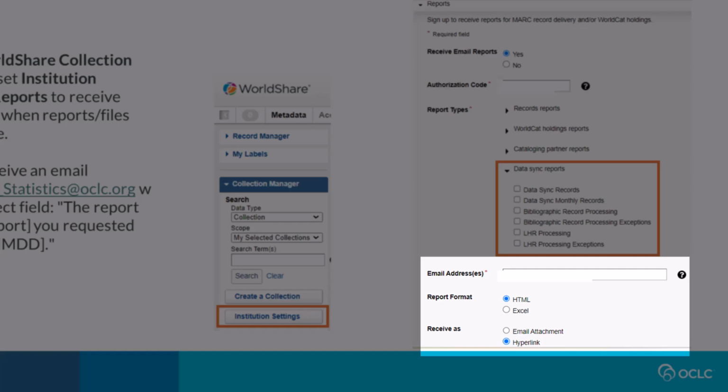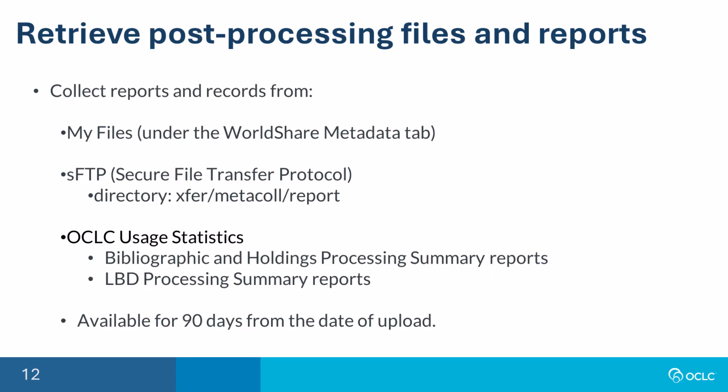Enter at least one email address. However, OCLC recommends adding multiple email addresses. To add more than one email address, separate each email address with a semicolon. Select the report format and receive option desired. Click Save.